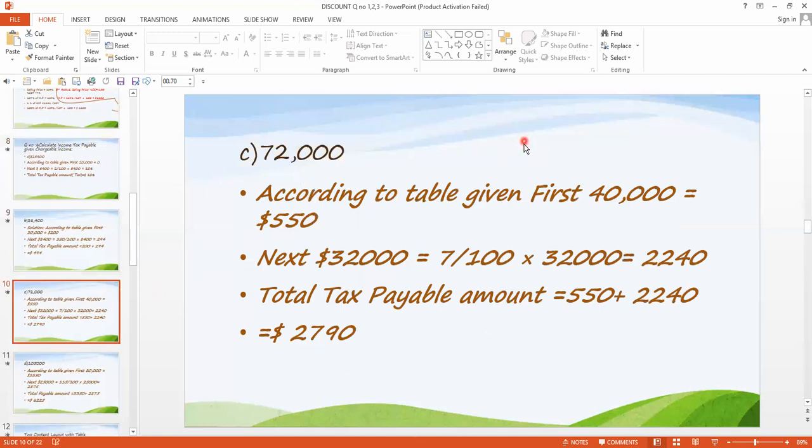Again, we have to use table 1.1. That table is given in your book. According to this table, for the first 40,000 you have to pay 550. This is the fixed tax. If you have an amount equal to 72,000, then for the first 40,000 you have to pay 550 income tax. And for the next, I will tell you how we have to find it.